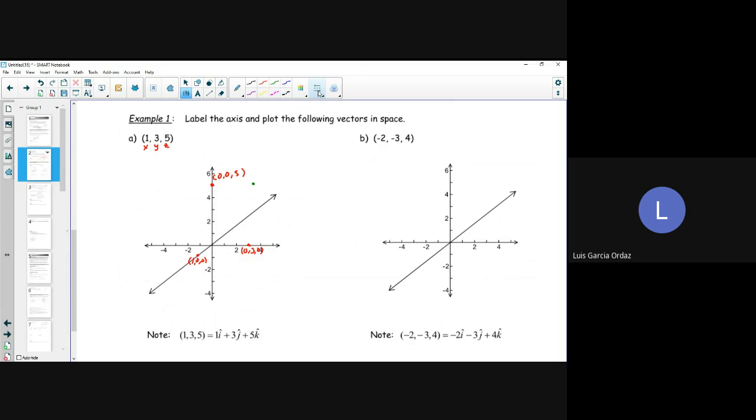From here to here, that's going to be positive 1. So I'm going positive 1 in the x-axis. So all I'm really doing is I'm taking these numbers 1, 3, and 5, and then I'm going either 1 space positive in the x-axis, 3 spaces positive in the y-axis, and 5 spaces positive in my z-axis.